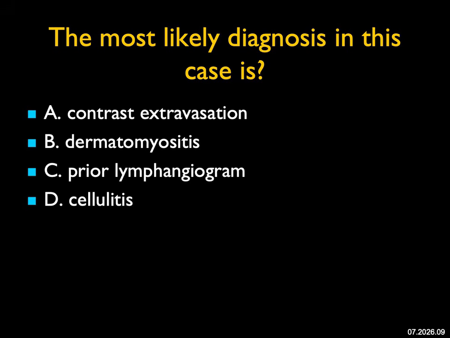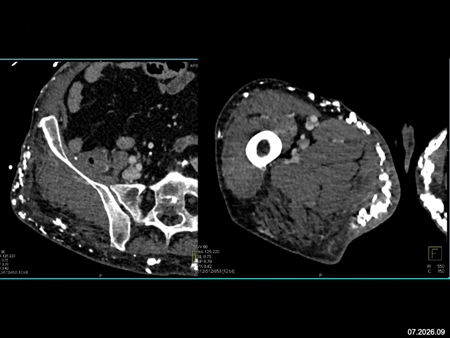The most likely diagnosis in this case, you see high-density material in the subcutaneous tissues in the buttock region and in the patient's thigh. And although we're focusing on the right side, you can see the high-density material is often also seen on the left side. This is not contrast extravasation. That would look different. This is not a prior lymphangiogram because there's no lymphatics. This is in the subcutaneous tissues and by the fascia. It's not cellulitis because cellulitis is not high density.